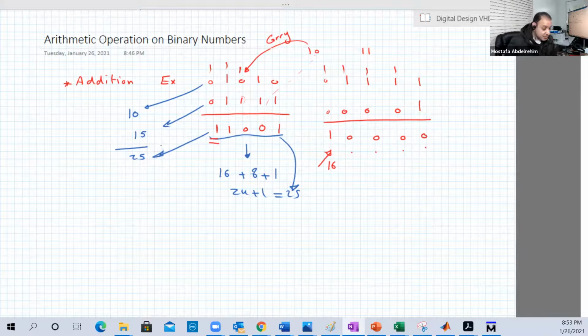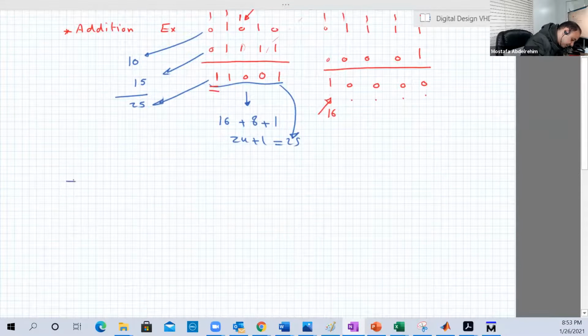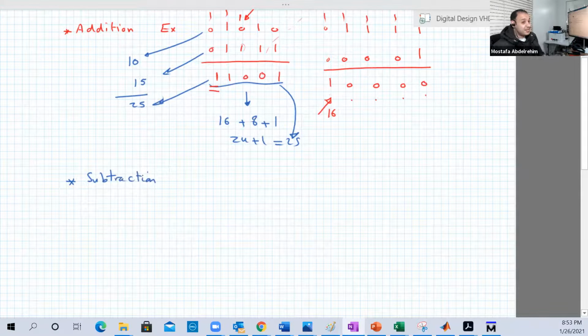Subtraction is a little bit more difficult. We will still apply the same principles from elementary school with decimal numbers, but this is not a good way to do it all the time, and we're going to adopt another way to do subtraction, after this video, or maybe at the end of this video. So let's do subtraction.